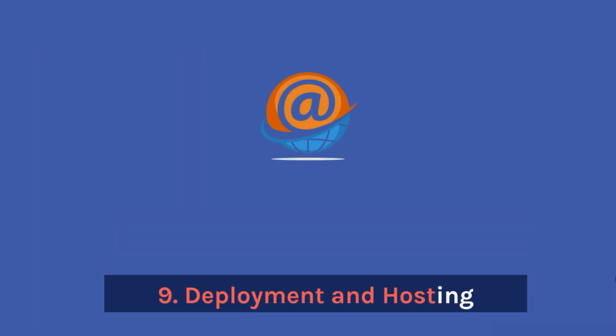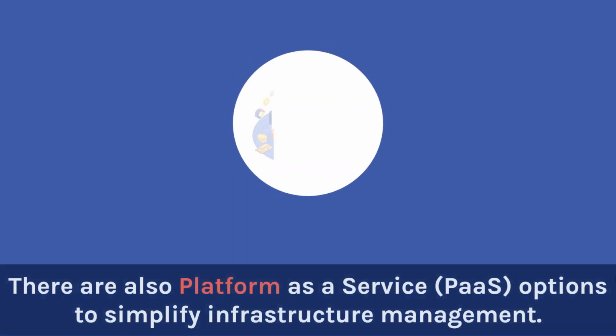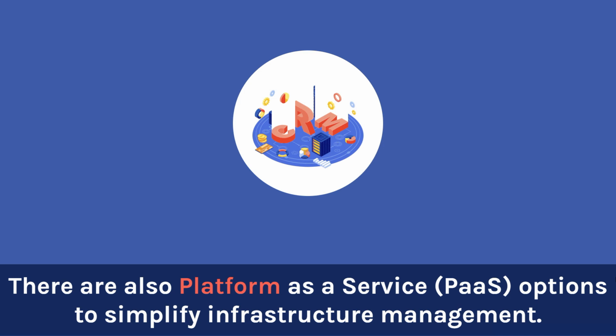Number 9. Deployment and hosting. Deploying a web application involves choosing a web server, containerization with tools like Docker, and selecting a cloud provider like AWS. There are also platform as a service options to simplify infrastructure management.